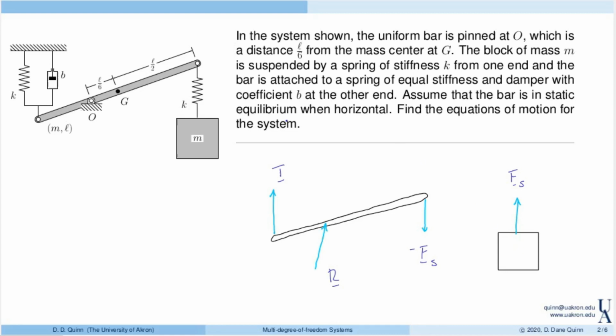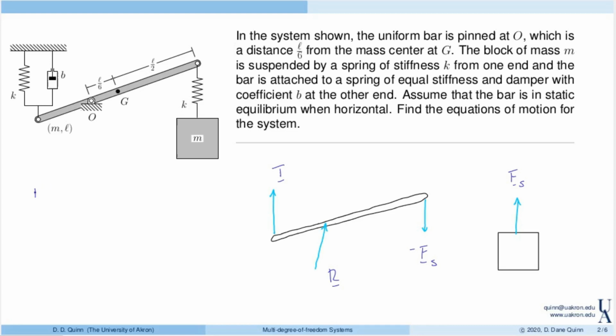Again, we're neglecting gravity in this system because we're measuring from static equilibrium. So the effect of gravity would balance out the initial stretch, for example, in this spring. And then the effect of gravity on this block will be balanced out by the static equilibrium stretch in this spring. So again, when measuring from static equilibrium, if the bar is horizontal, we can neglect the effects of gravity.